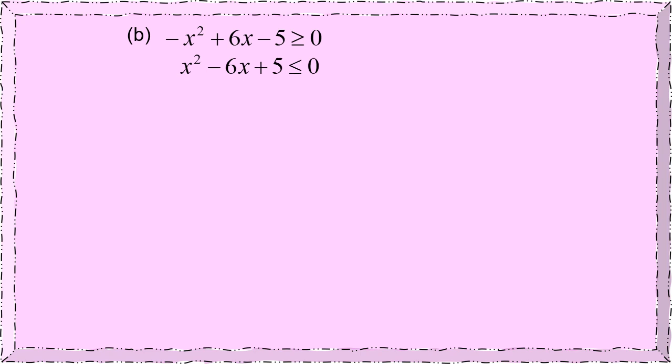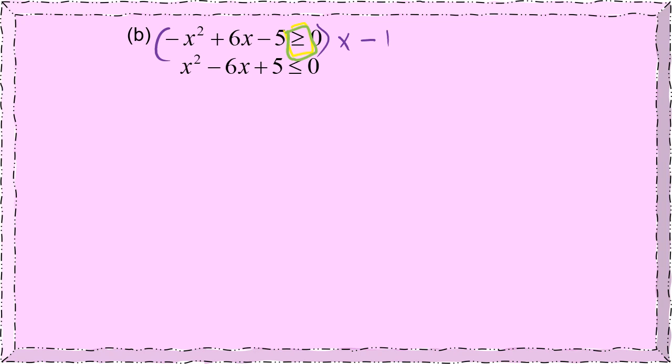Okay, so for question B, we have negative x squared plus 6x minus 5 more than 0. Usually, if you notice here, we want the positive x squared. Always solve for the positive x squared. So how to eliminate this negative? We just have to multiply with negative 1. If we multiply with negative 1, the rule is that the sign will be changing.